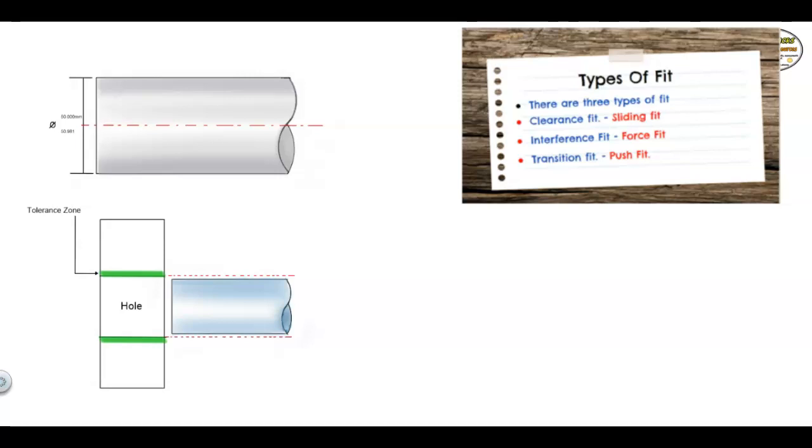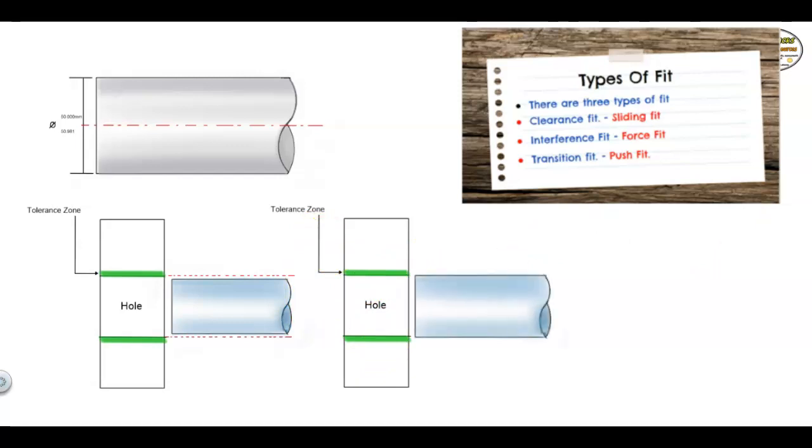We then go on to the transition fit. Okay, same thing, same piece of steel, same tolerance zone. What happens is that the shaft is made exactly to the size of the hole. So you'll use some kind of oil, a lubrication or something like that to ensure that it fits in. If it doesn't fit in properly, you can tap it and that will slide into the hole.